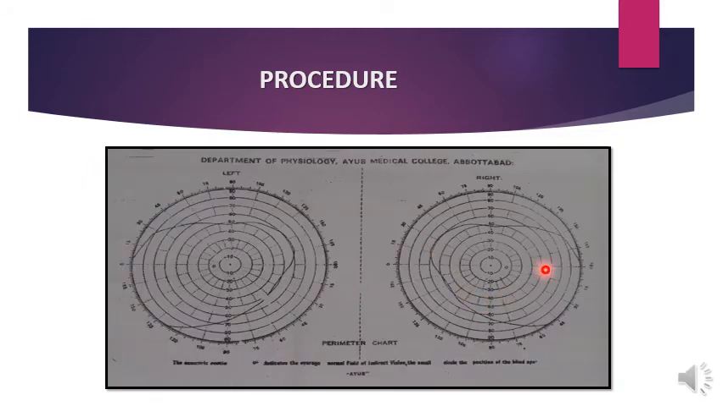Initially we started from this meridian, the one labeled here as 180 degree, and then we moved anti-clockwise. We covered the superior temporal quadrant, then superior nasal quadrant, then inferior nasal quadrant and inferior temporal quadrant. In this way we covered all the 4 quadrants for right eye.